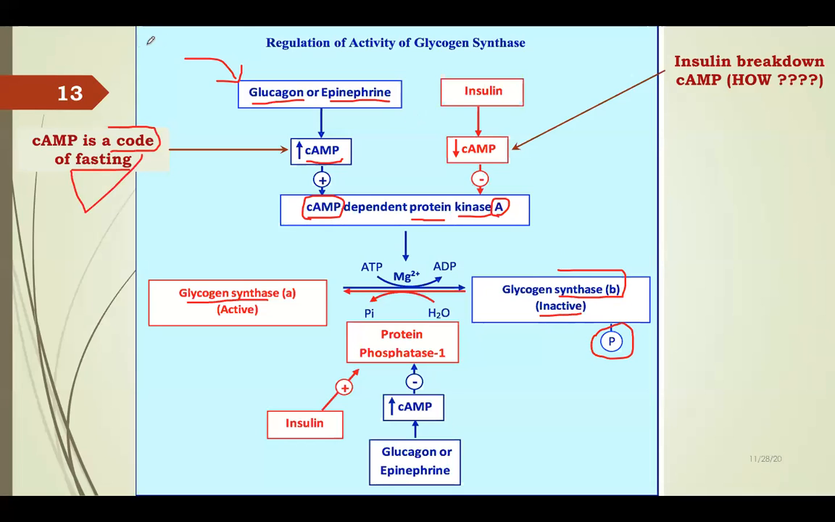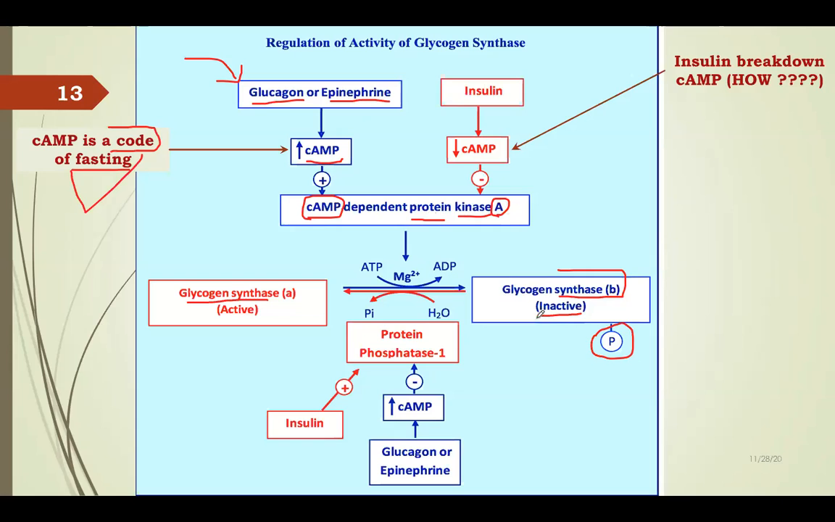Again, during fasting or starvation, anti-insulin hormones are liberated, such as glucagon and epinephrine, which is adrenaline. Glucagon and epinephrine stimulate cyclic adenosine monophosphate. This is a signal or a code for fasting, and it is a hormone second messenger. Cyclic AMP activates another enzyme, which is protein kinase. Protein kinase is an enzyme which binds phosphoric acid to another enzyme, which is glycogen synthase.